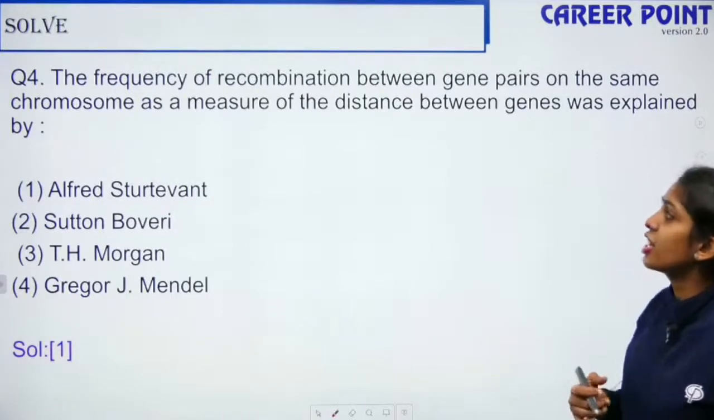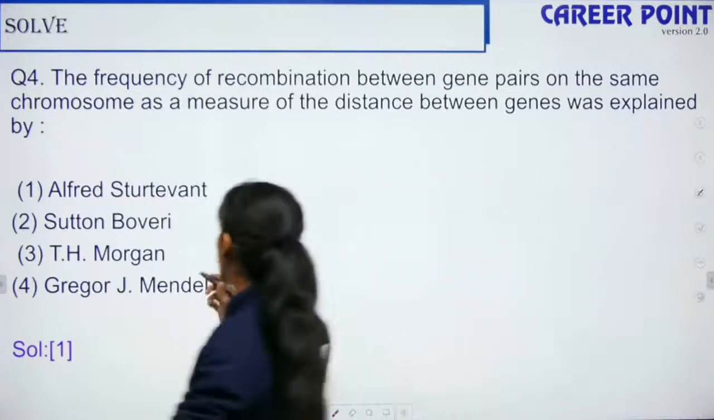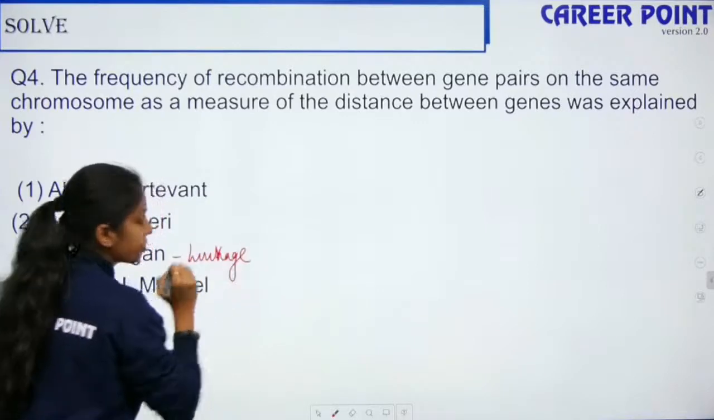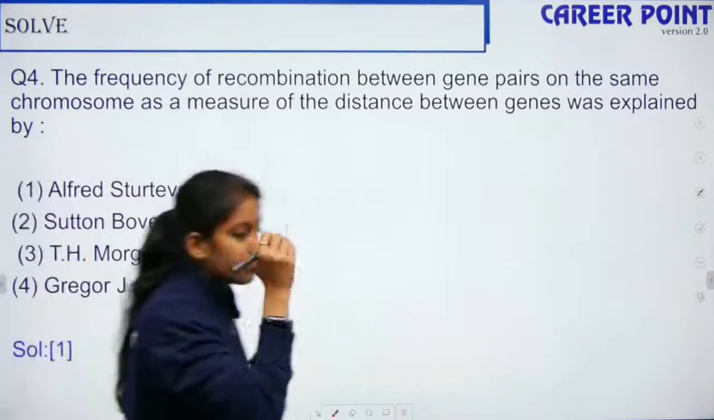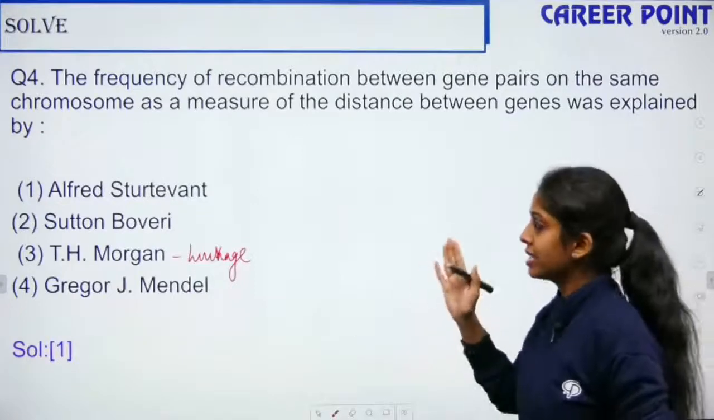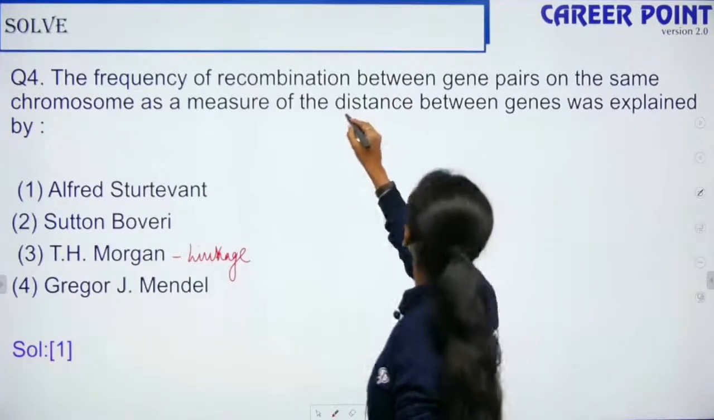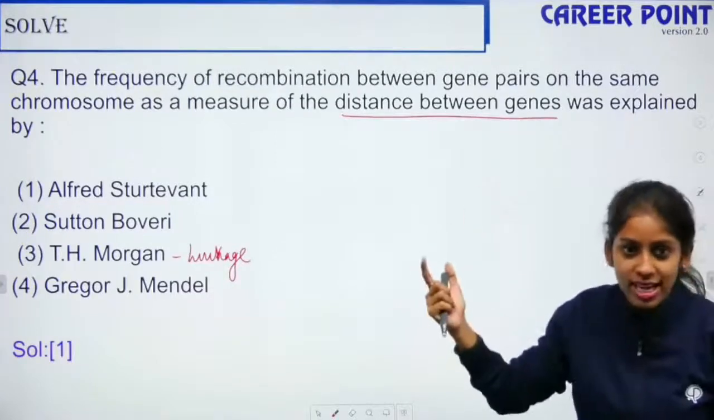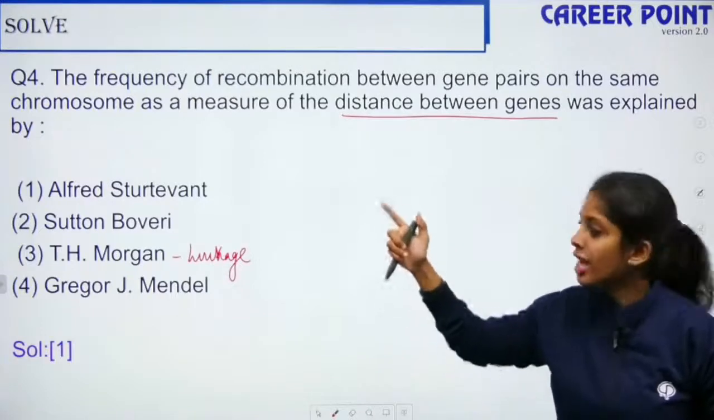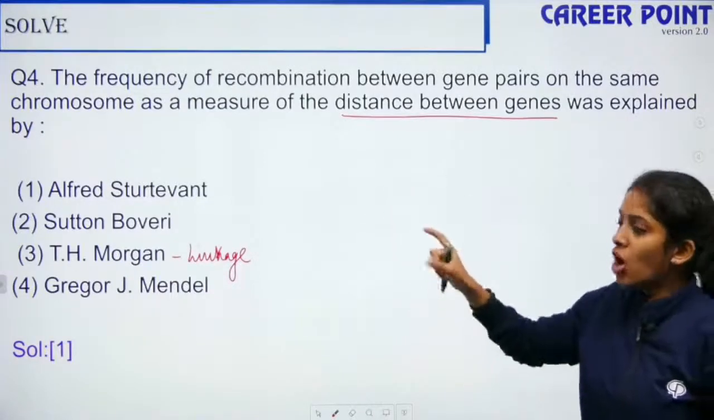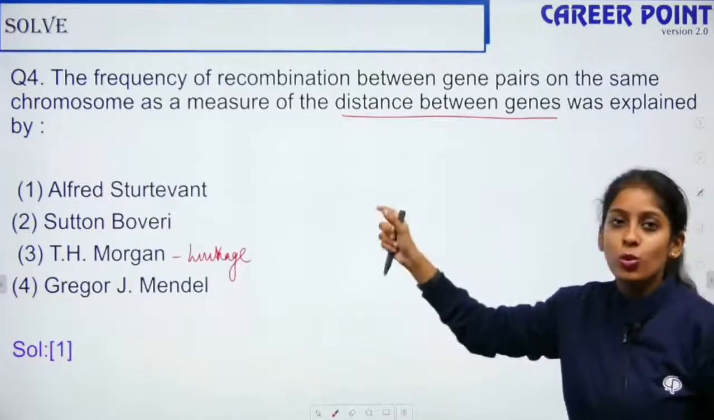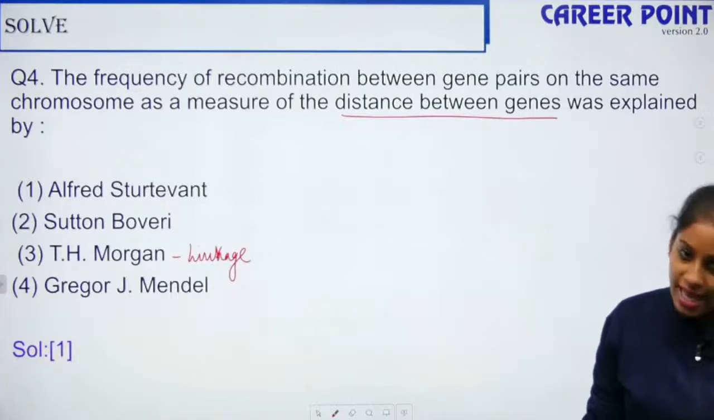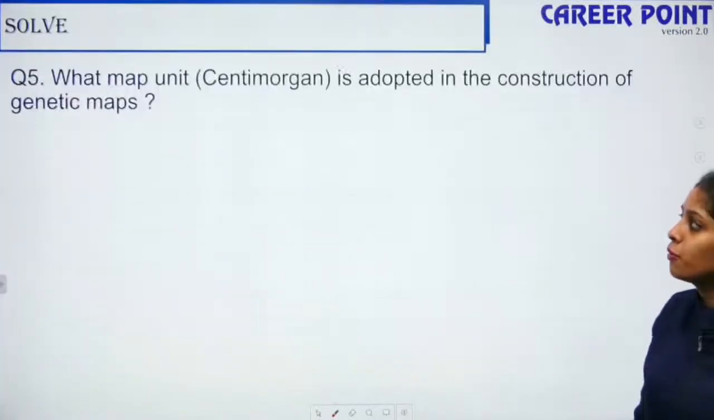So the frequency of recombination. T.H. Morgan actually found out linkage. Right? Yes. So this linkage was found by T.H. Morgan. But as a measure of distance between the genes and the frequency of recombination, you had another scientist also, that is Alfred Sturtevant. He was T.H. Morgan's student. So Morgan just gave a highlight and his student further developed it. Okay? Yes, gene mapping.